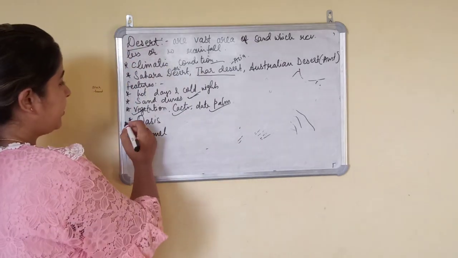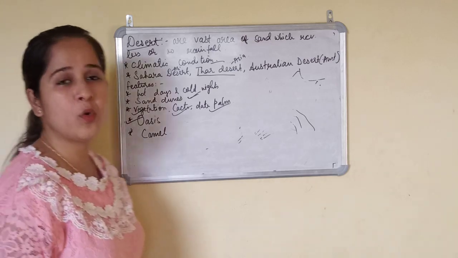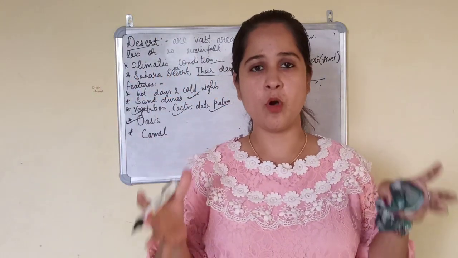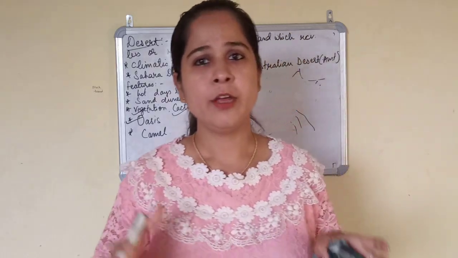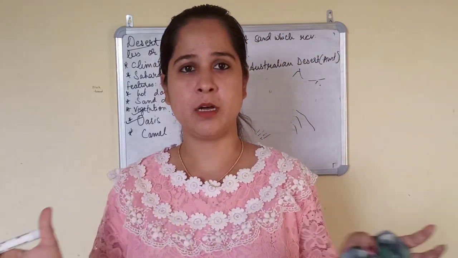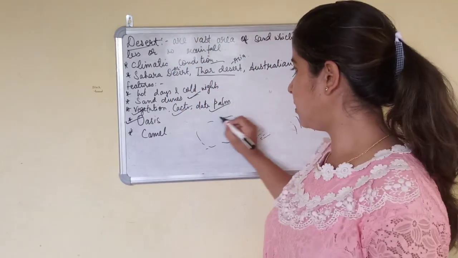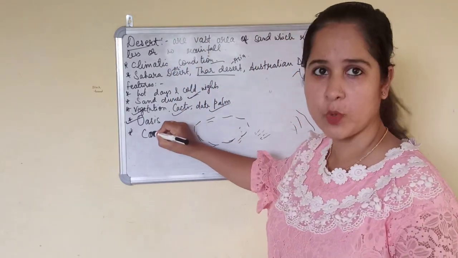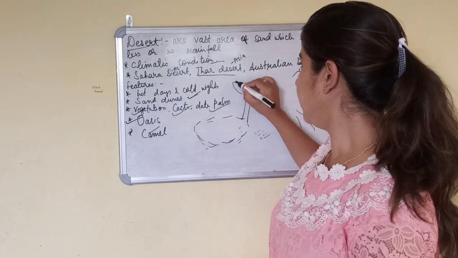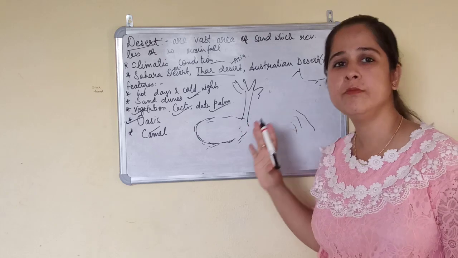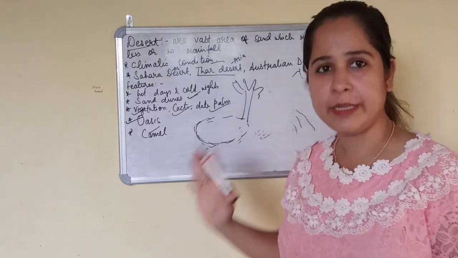Now the next feature is the oasis. What is an oasis? An oasis is a small pool of water in a desert area where we find a little bit of source of water, and at the bank of these oases we find date palm trees. Near around these oases we find date palm trees.